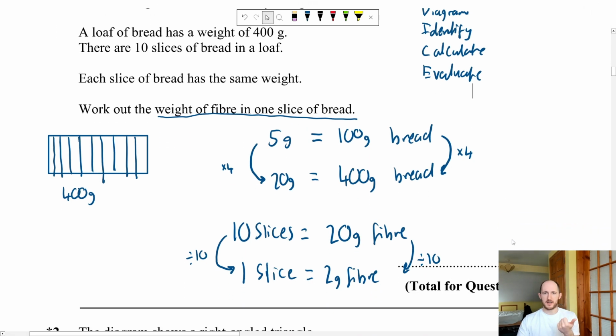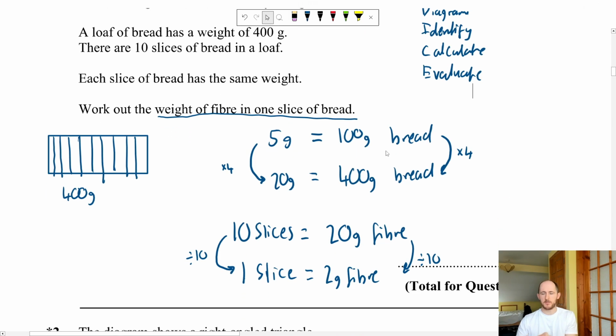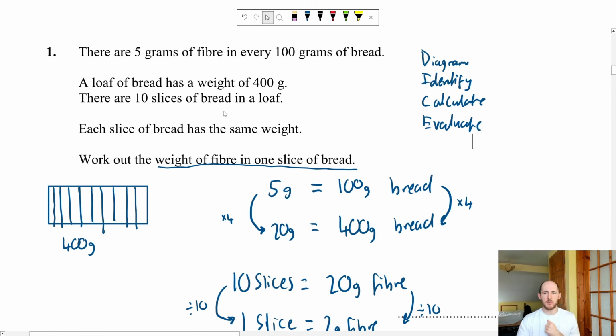1, have we got the correct units? Well, in this question they gave me the units. 2, does my answer make sense? Well, if there's 5 grams for 100 grams of bread, and we're only talking about a single slice, which weighs less than 100 grams, so our number's less than 5, it makes some amount of sense in that regard. But that DICE strategy is what I'm going to try and use as much as possible.